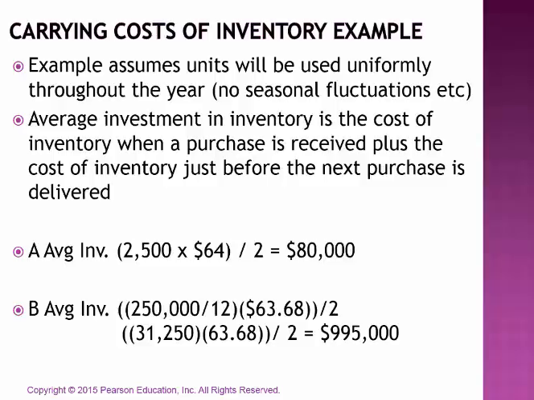Under Plan B, we're going to take the 250,000 and divide that by 12 months, which gives us $31,250, and then multiply that times the discounted price to give us a total dollar amount, and then divide that by 2 to give us the average inventory of $995,000.